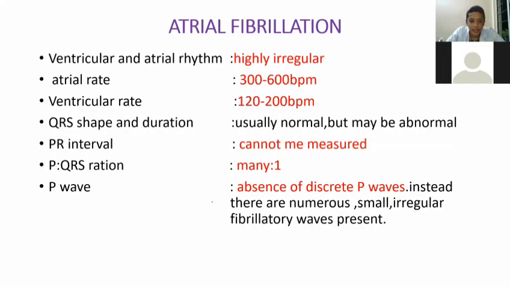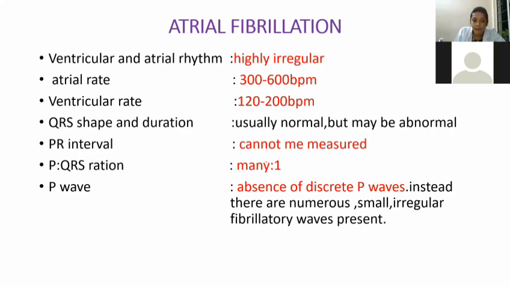Next is atrial fibrillation. This is a highly abnormal or serious condition. The ventricular and atrial rhythm will be highly irregular. The atrial rate will be 300 to 600 beats per minute. It's a life-threatening condition. Ventricular rate will be 120 to 200 beats per minute. QRS shape and duration usually will be normal, but can be abnormal also. The PR interval we cannot measure, and the P to QRS ratio, we cannot count the P waves. So many P waves will be there, and in between, one QRS complex can come.